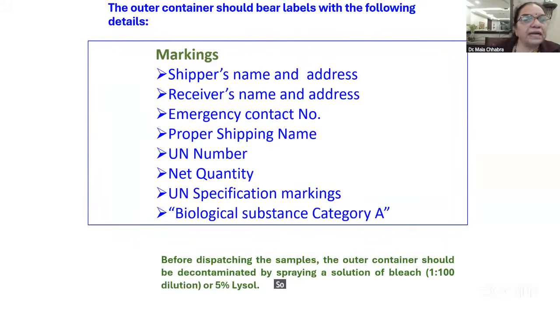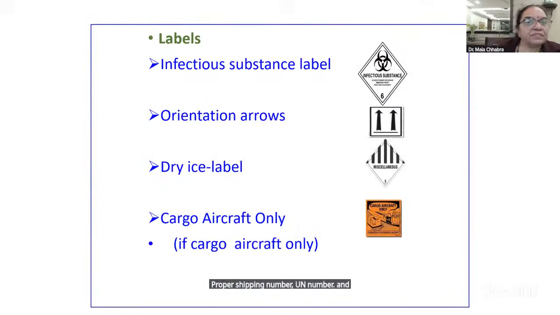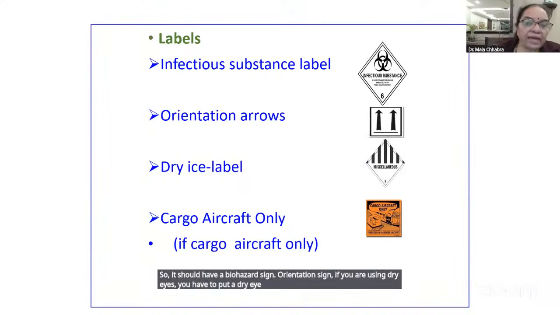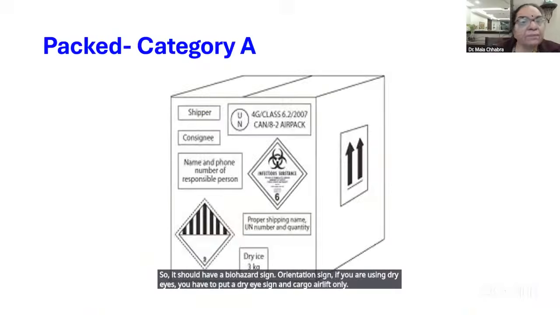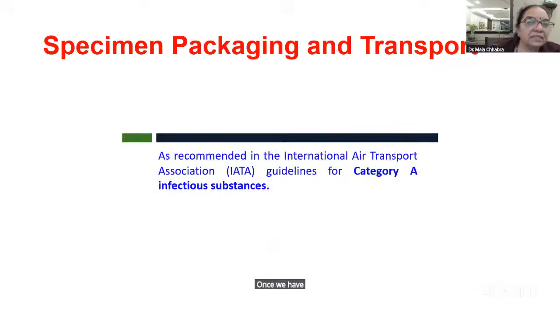So the outer container should have the shipper's name, receiver's name, emergency contact number, proper shipping name, UN number, and biological substance label. So it should have a biohazard sign and an orientation sign. If you are using dry ice, you have to put a dry ice sign, and cargo aircraft only. That should also be put, and that is how it looks once we have packed the things.